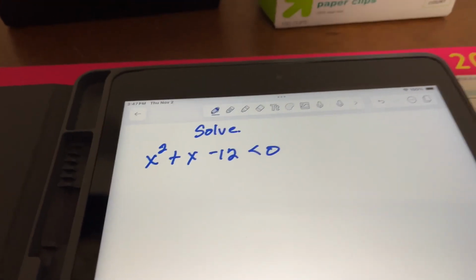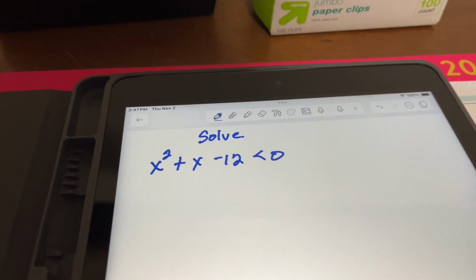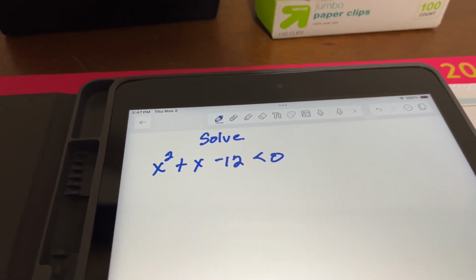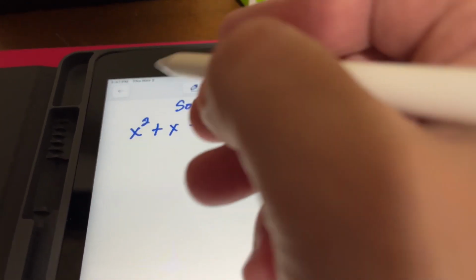Let's consider this inequality. We're trying to solve x squared plus x minus 12 is less than 0. So in order to do that, what we want to do first is factor this.